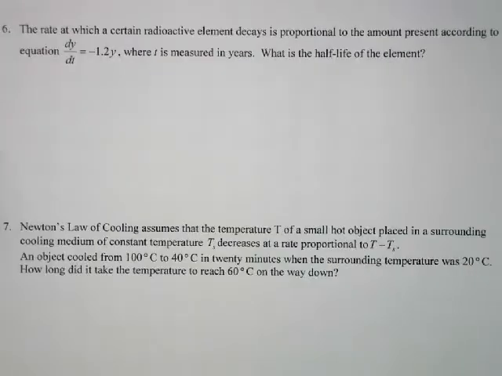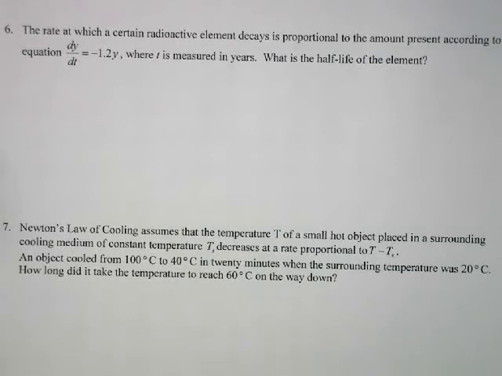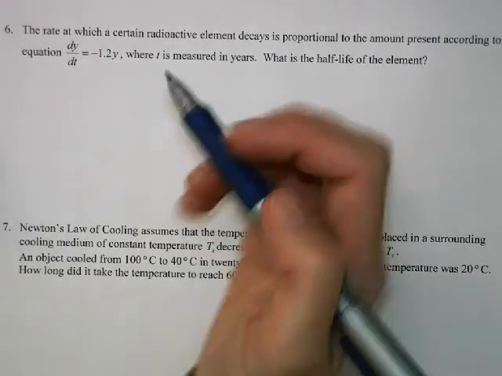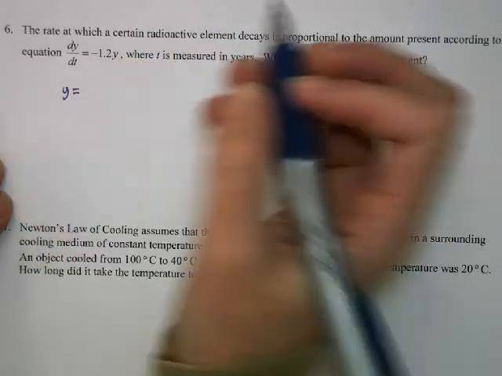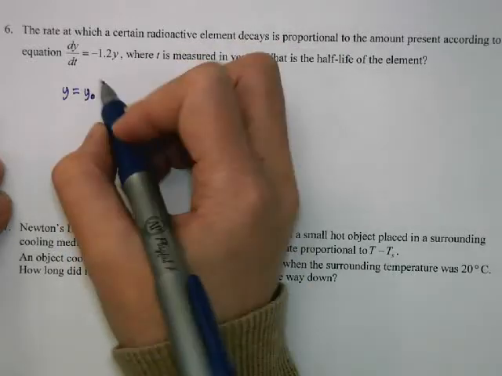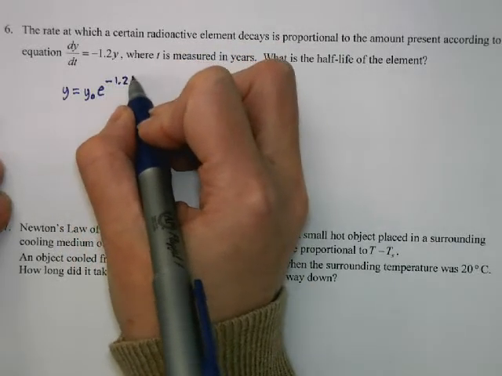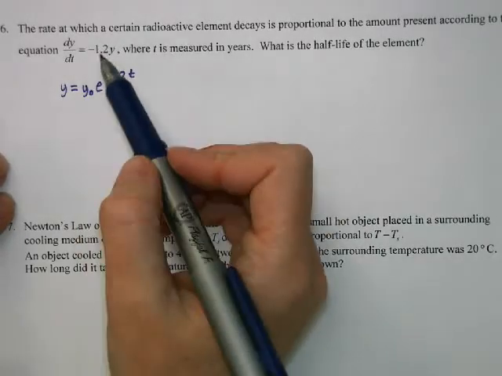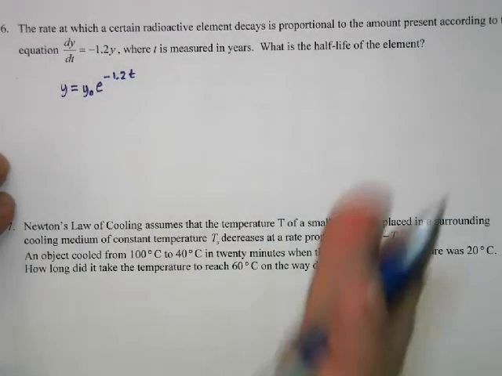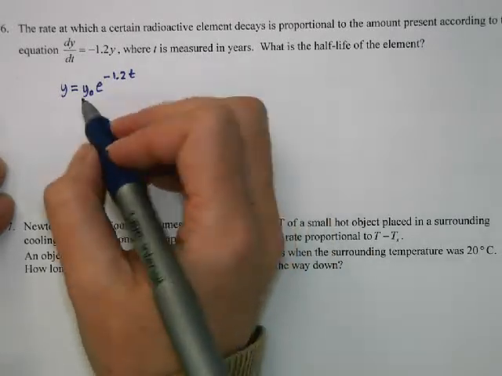Okay, rate at which a certain radioactive element decays is proportional to the amount present according to the equation dy/dt equals negative 1.2y, where t is measured in years. What is the half-life of the element? Okay, well, if this is our equation, then the general solution is going to be y equals whatever the original amount is, e to the negative 1.2 t. And you could solve this a long way if you don't remember the general solution, but anytime you have some constant, anytime it's this setup, it's always exponential. So if I'm looking for the half-life, we're looking for this to become half.